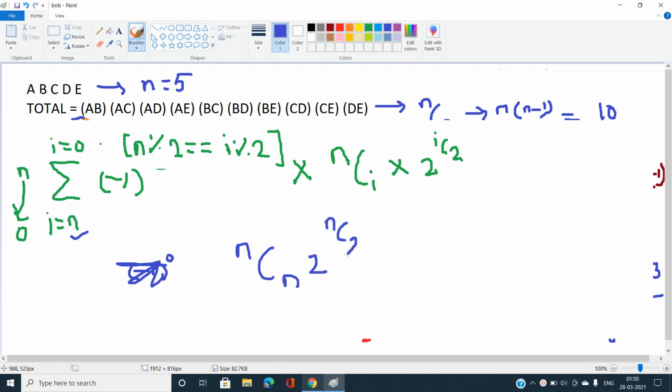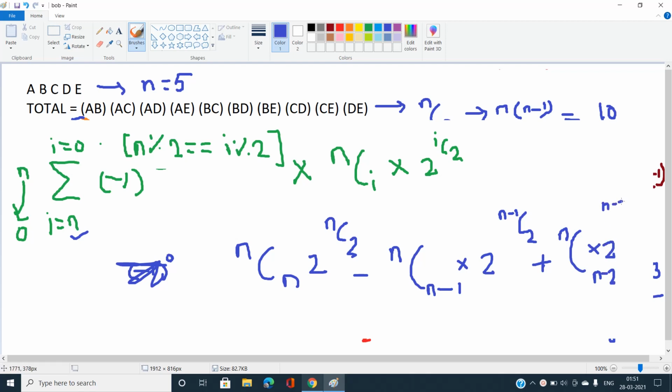So this term is basically choosing my entire set first, then subtract any n minus 1 elements' combinations. It would be 2 power n minus 1 C2, and then add the remaining n minus 2 elements, 2 power n minus 2 C2, and it goes up to 0 simply. Okay, so this is our actual answer for this problem. Let's move further to the coding part.